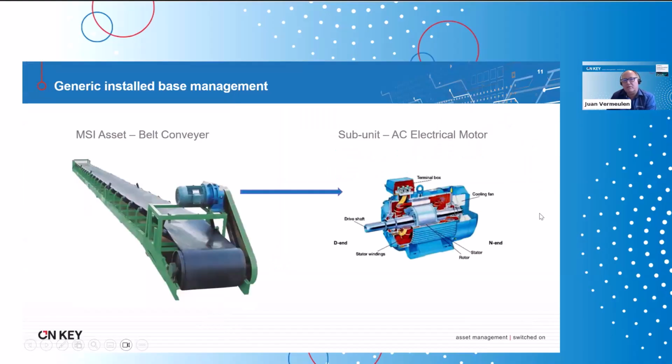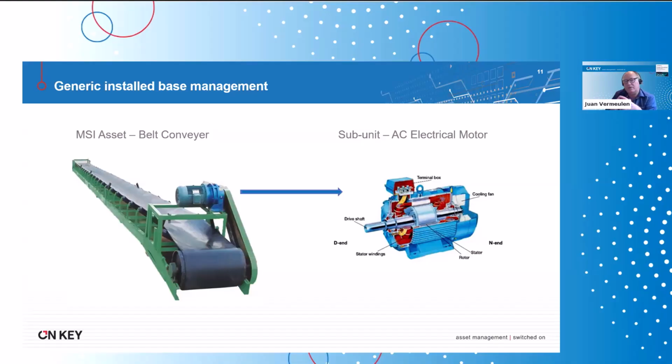So the example I'm going to use is just a conveyor belt, and then one part of that conveyor belt is an electrical motor. So I'm going to talk you through how you're going to set it up on the generic install base, and I'm going to talk about a library item. You can see it as a subunit or a sub-assembly. So that AC electrical motor is a sub-assembly that you might want to use over and over across many of your generic install base, and then that flows through to your asset register at the end of the day.